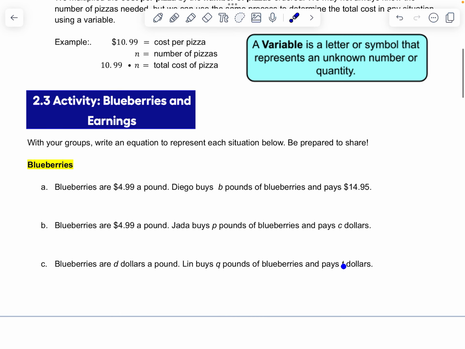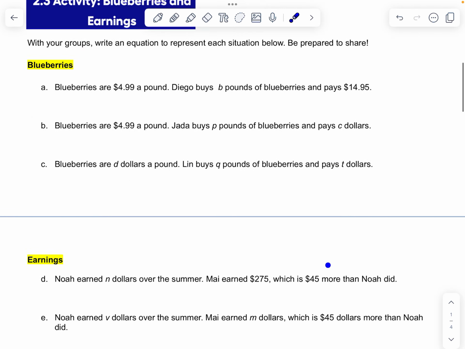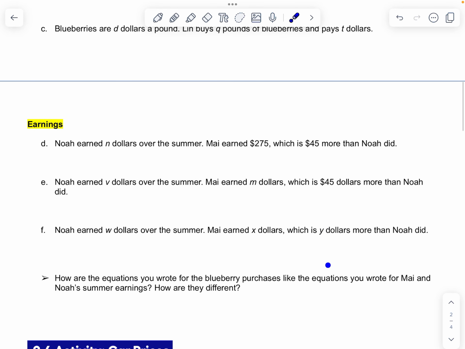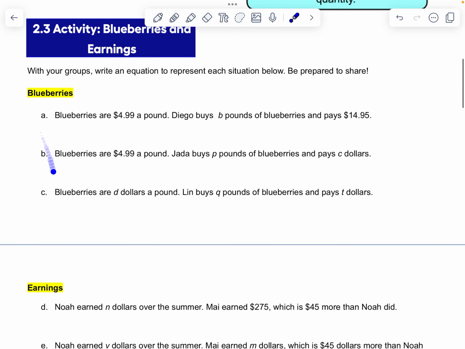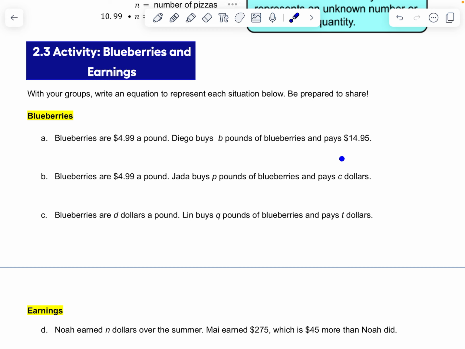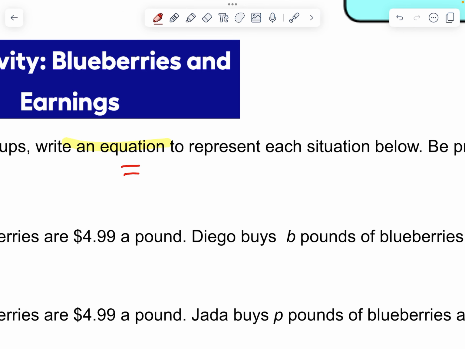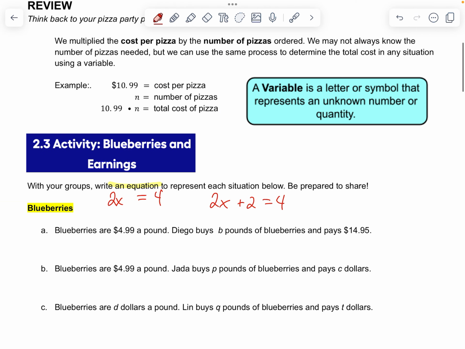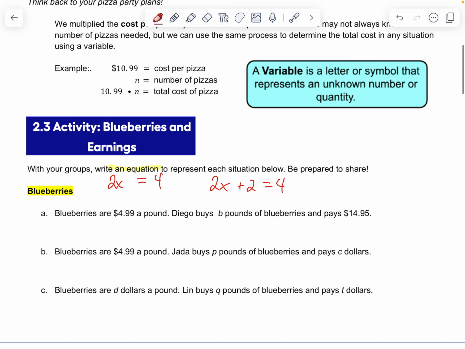So right now, what I want you to do is we've got, let's see, 1, 2, 3, 4, 5, 6, 7 different questions here. The top ones are all about blueberries, but then the bottom ones are about earnings. I want you to pause the video and either talk to somebody around you or try to do this independently if you would prefer. And you're going to try to write out an equation to represent each situation. So remember, an equation is something with an equal sign. So it might look like this. It might look like this. Okay, or you might use other variables, right? So go ahead, pause the video and see how you do, and then I'm going to show the answers.